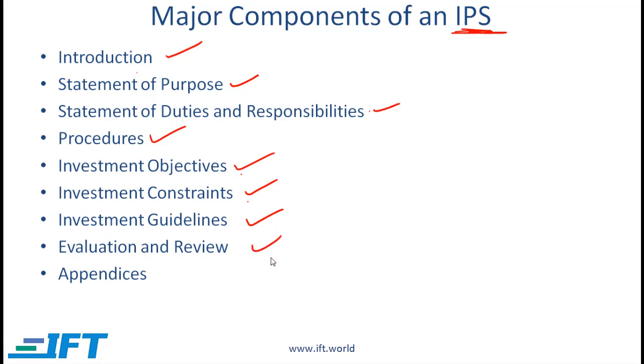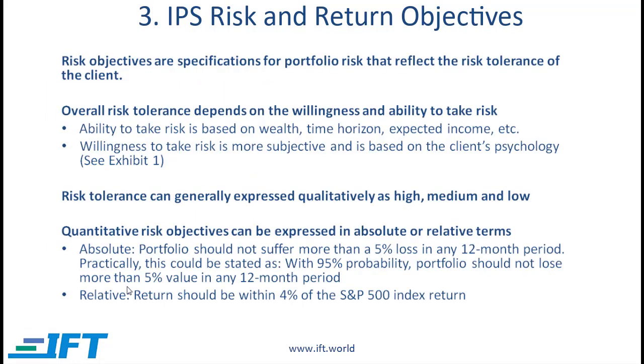Evaluation and review. This section provides guidance on obtaining feedback on investment results. And finally, appendices. This might include the strategic asset allocation, rebalancing policy, and so on. We'll talk about these items in more detail later.